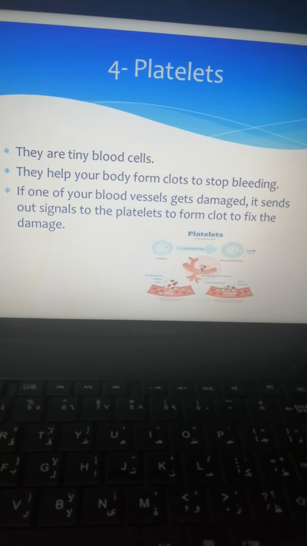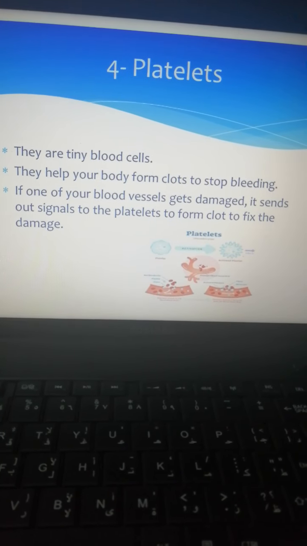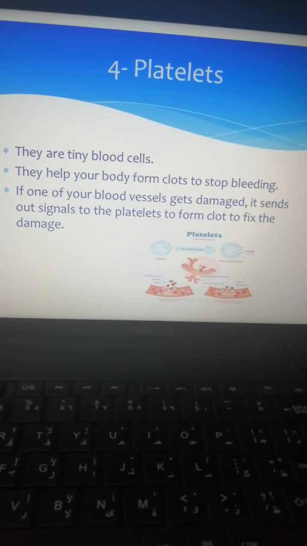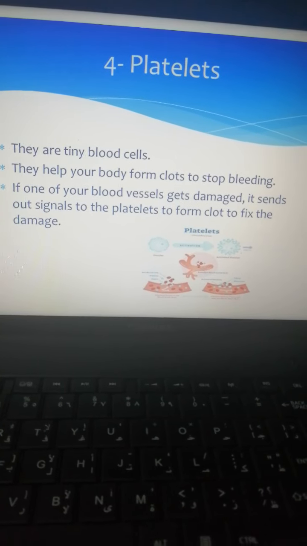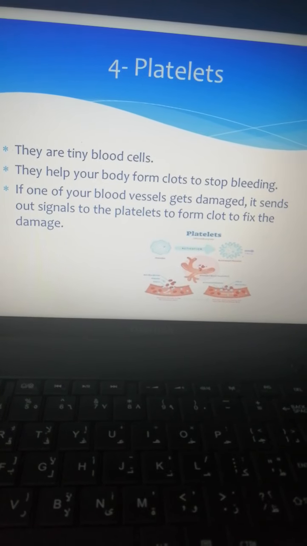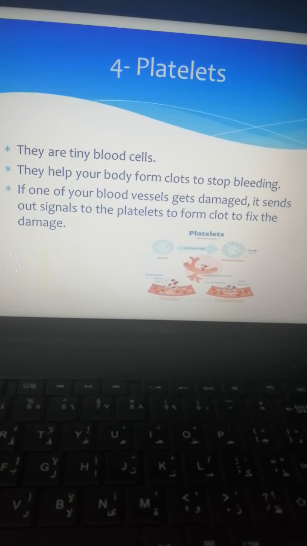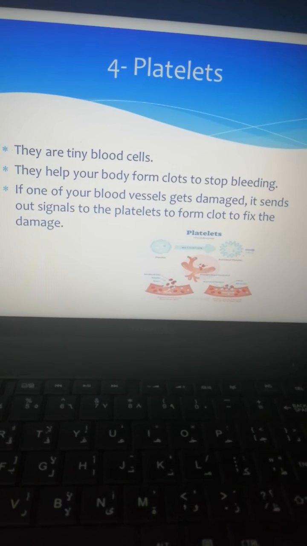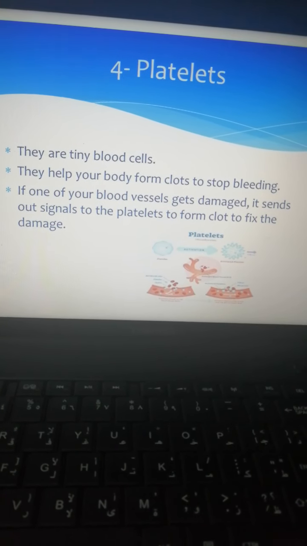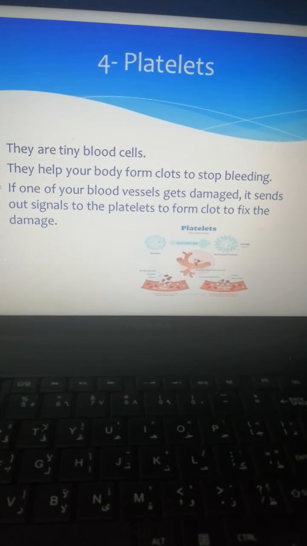If one of your blood vessels gets damaged, what will happen? It sends out signals to the platelets to form a clot to fix the damage. So platelets are tiny blood cells. They help your body to stop bleeding. If one of your blood vessels gets damaged, what will happen? Yes, signals are sent to the platelets to fix the damage, like this picture.